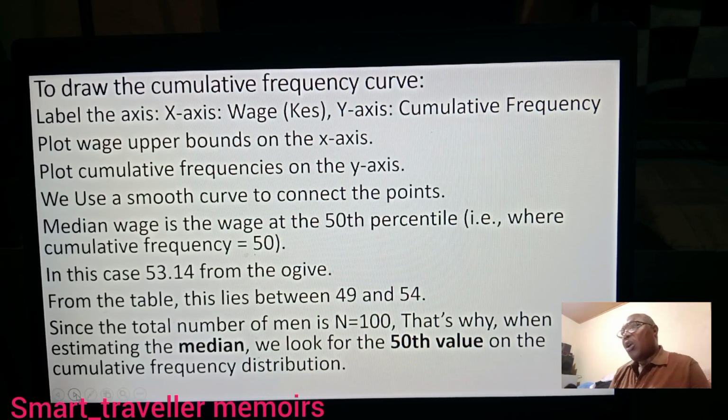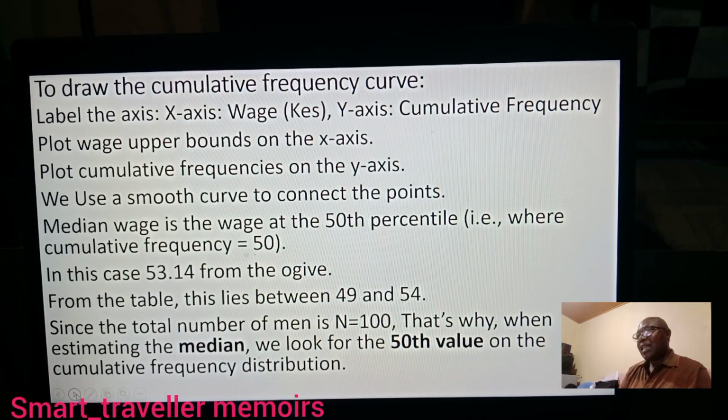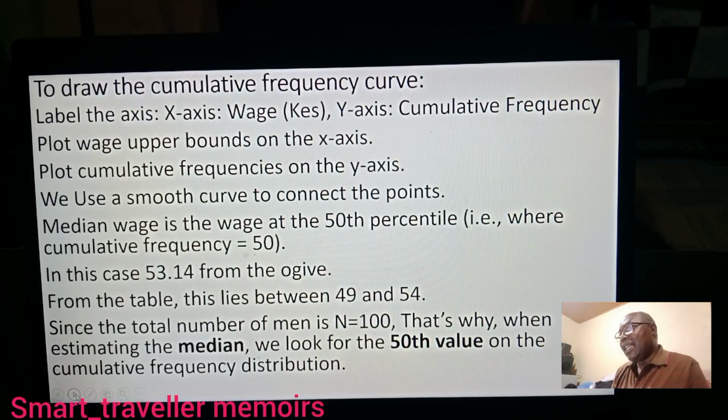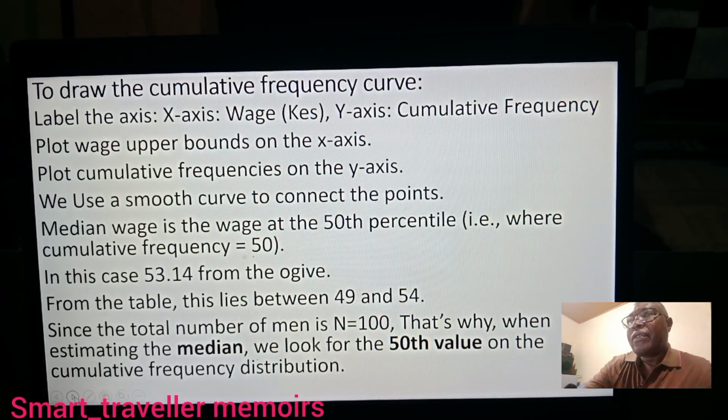How do we get them? You add 4, you add the next number, which is 6, you get 10. 10, you add 10, you get 20. 20, you add 14, you get 34. 34, you add 22, you get 56. 56, you add 24, you get 80. 80, you add 14, you get 94, and 94, you add 6, you get a total of 100. So that is the way we get cumulative frequency.